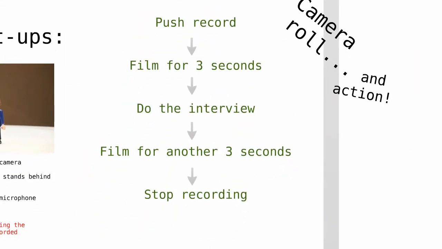Once everyone is ready, start the camera. Record for 3 seconds, then start with the interview. Once the interview is over, film for another 3 seconds and then stop the camera. This way you make sure that you have some footage at the start and at the end of your video to play with in the editing room.